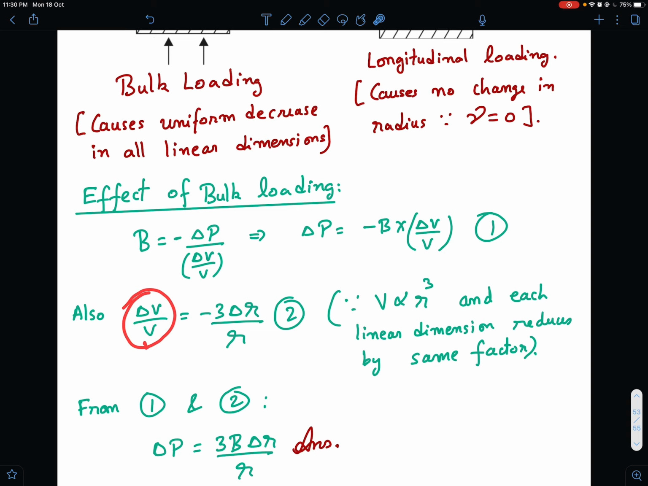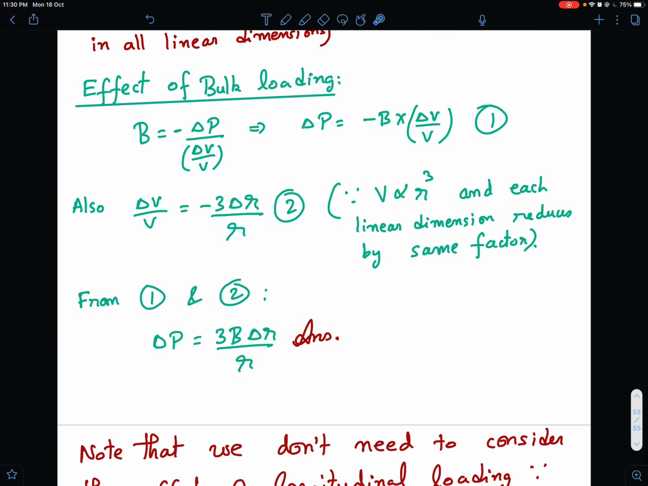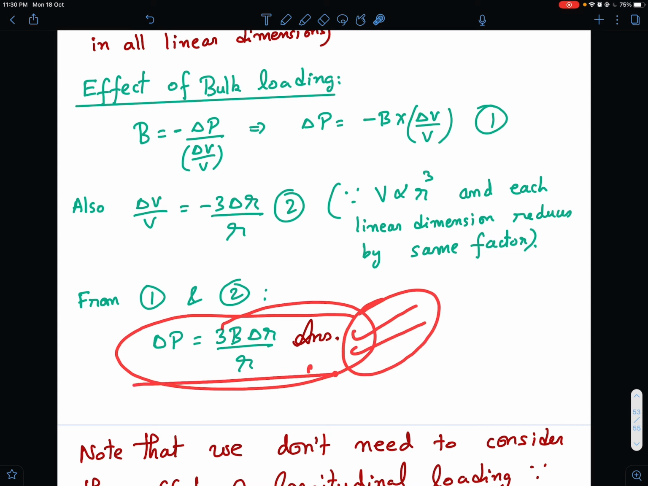And now since radius is decreasing, therefore I can say delta V by V must be negative, so that is minus 3 delta r over r. Because the fractional change in linear dimension is delta r over r, so you multiply that by 3 and that gives you the fractional change in volume. Okay, I hope this is amply clear. And then now you just plug and check. So minus 3 delta r by r you put for delta V over here, and you get delta P straight away as 3B delta r over r, and this is the correct answer.